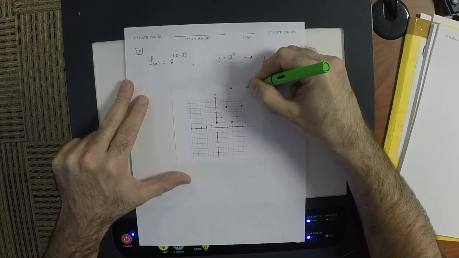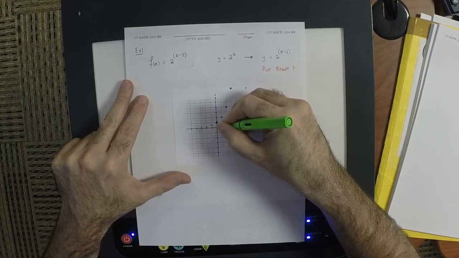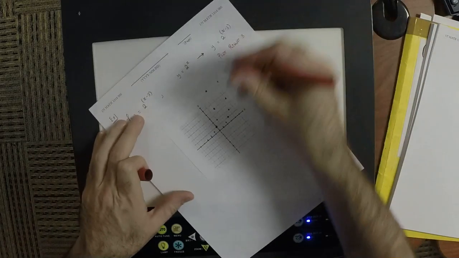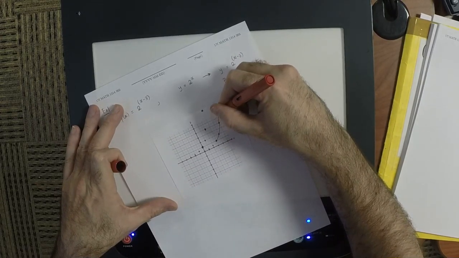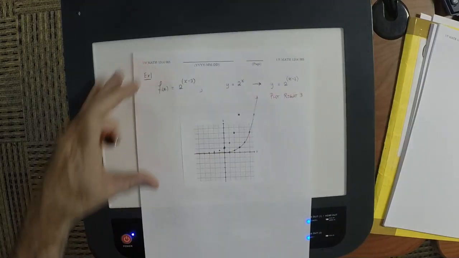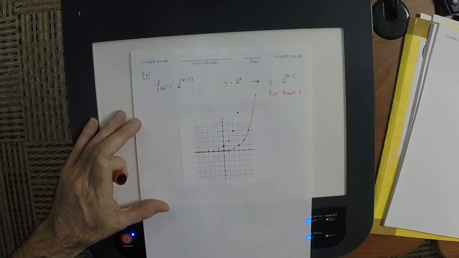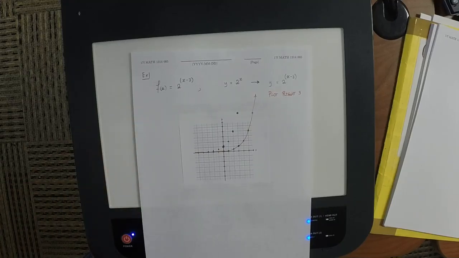Every point needs to move to the right 3 units. Okay, so that's how I'll do it. I'll just move this one to the right 3 units. To the right. To the right. To the right. So the actual plot that we wanted was this one. Any questions about this one?